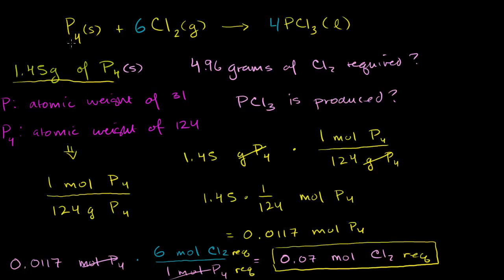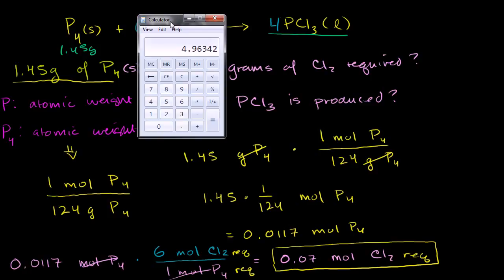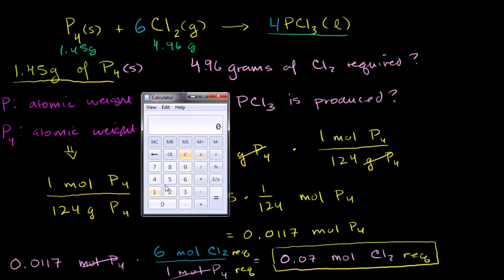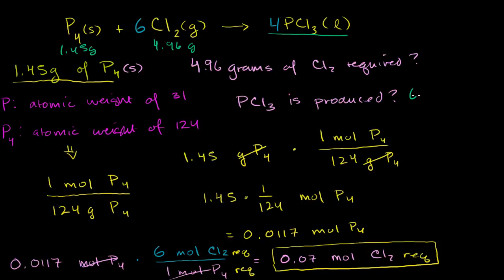We know that we have 1.45 grams of this reactant, and we have 4.96 grams of this reactant. So this, which is the only product right here, must have a mass of our combined reactants, because it's going to react fully. So let's figure that out. We have 4.96, I'll just round, plus 1.45 is equal to 6.41 grams of phosphorus trichloride. 6.41 grams. And we're done.